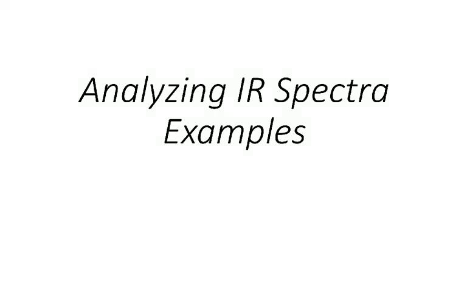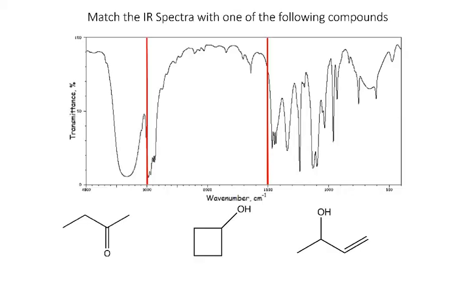In this video, we're going to look at some example problems of analyzing IR spectra. In each one of these examples, we're going to be given an IR spectrum and then some molecules that we want to match to it. What I've done in all of these examples is I've gone ahead and drawn my lines. And this is the first thing I'd recommend you do.